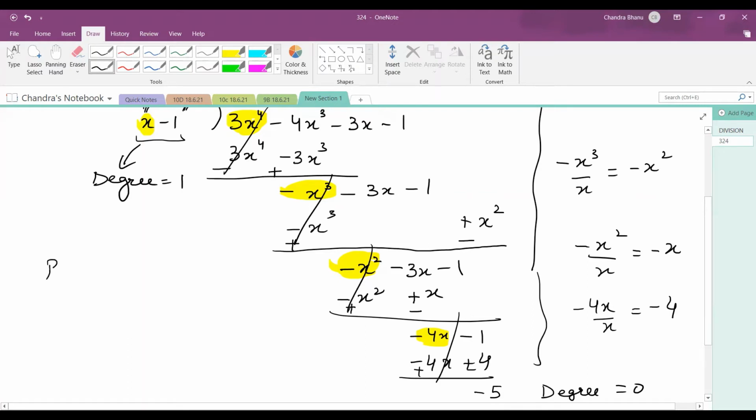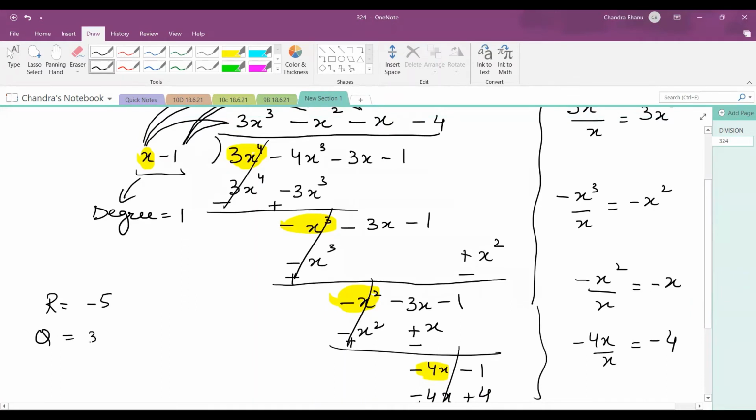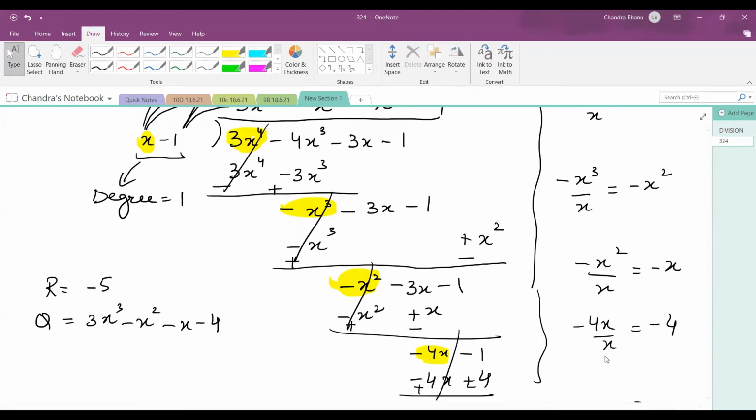So my remainder is minus 5 and my quotient is 3x cube minus x square minus x minus 4. So in this manner, we divide the two polynomials.